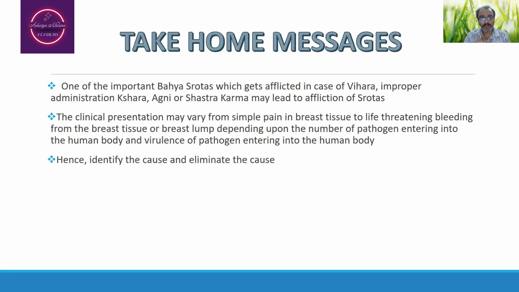The take-home messages from today's discussion are: Stana or breast are again one of the important Bahya Srotas which get afflicted because of abnormal vihara, such as improper personal hygiene or local hygiene, or improper administration of Kshara, Agni or Shastra Karma. This may lead to affliction of the Srotas as such, wherein the clinical presentation may vary from simple pain in the breast tissue to life-threatening bleeding from the breast tissue, or a breast lump in case of carcinoma of the breast, etc.